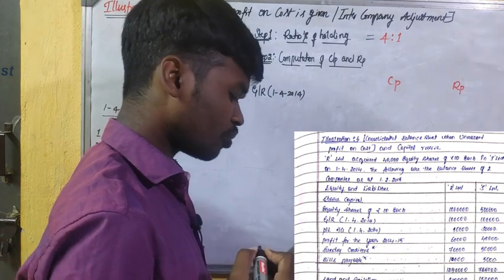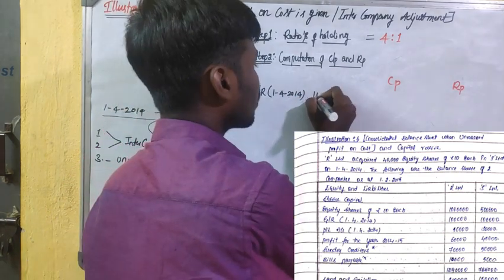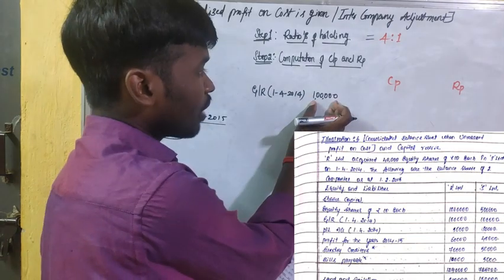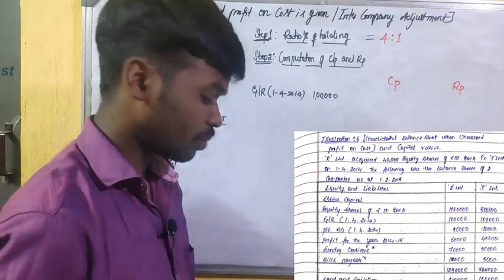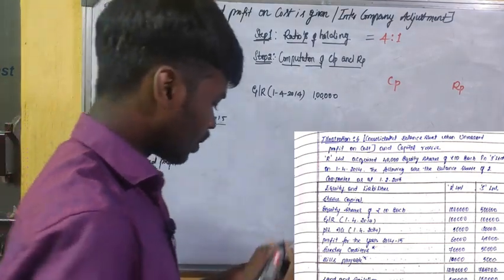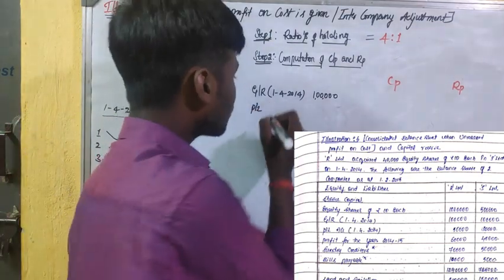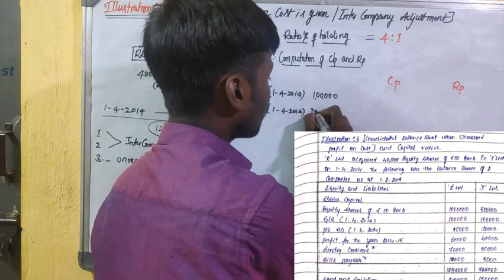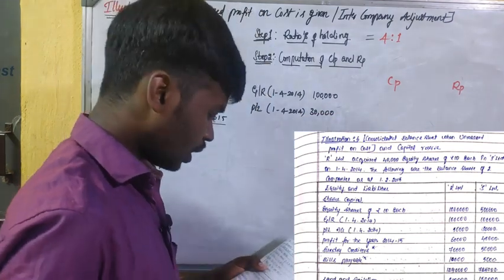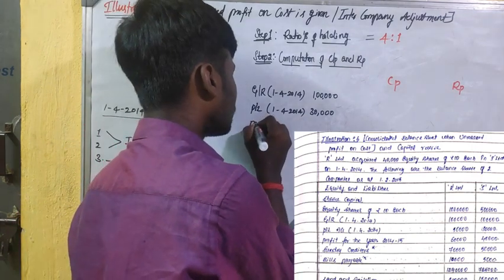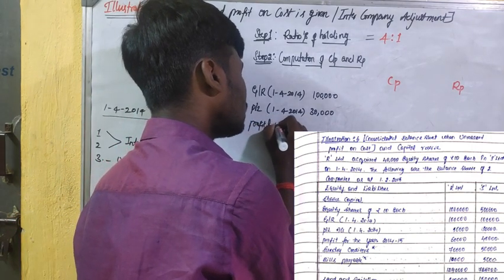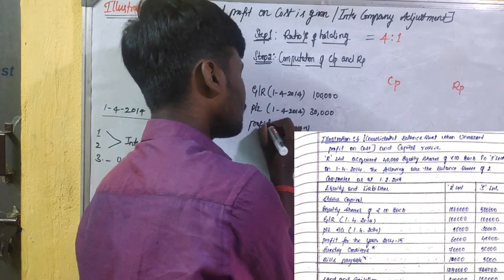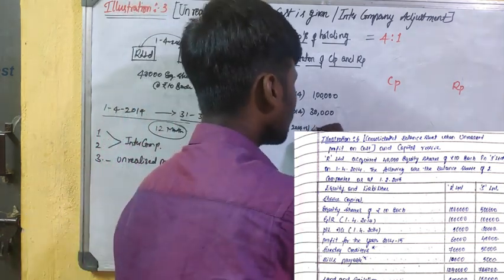See, general reserve as on 1/4/2014. So what is the general reserve balance of S Limited? That is 1 lakh. Okay, so first you have to write down the amount. Then you have to decide whether this 1 lakh is related to capital profit or revenue profit based on the conditions. Okay, next, profit and loss account. The profit and loss account as on 1/4/2014 is 30,000. Next, profit for the year 2014-15. What is the total amount?